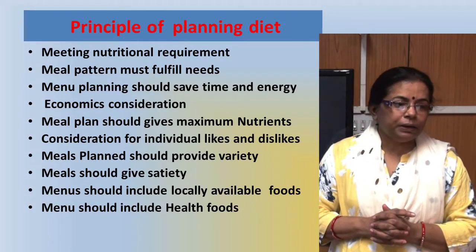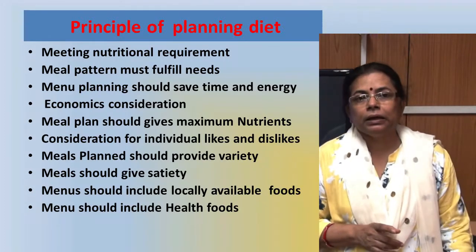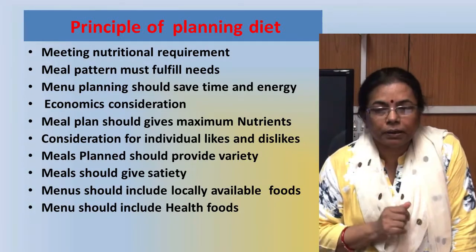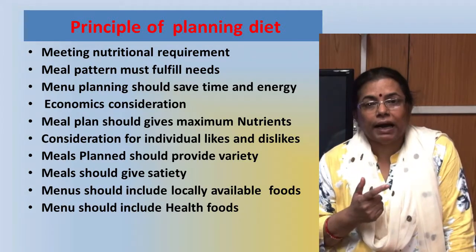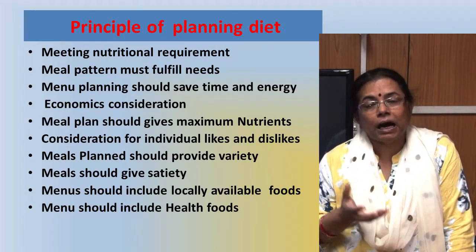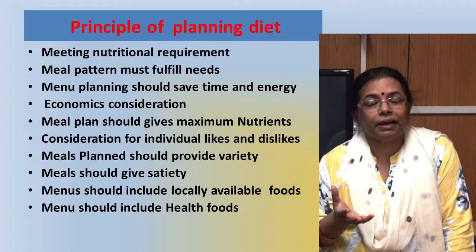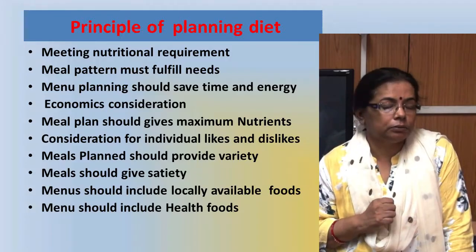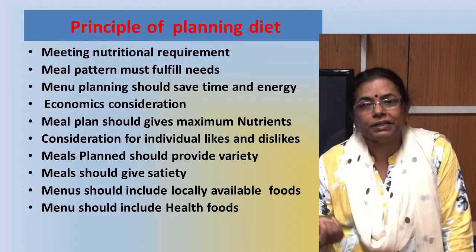Second principle is the meal pattern must fulfill needs. Family meals must cater to the needs of each family member. A growing adolescent boy may need a greater portion of food at each meal to satisfy his appetite. A young and small child may need soft and less spicy food.